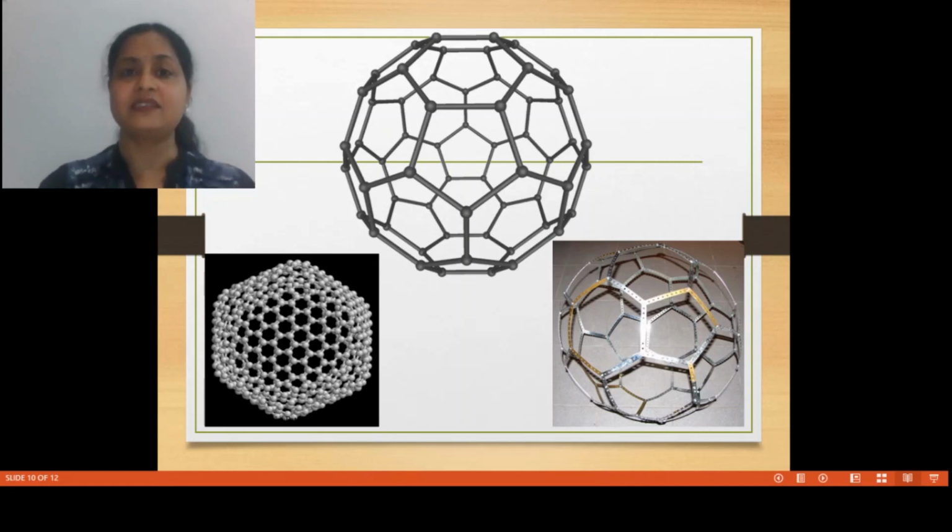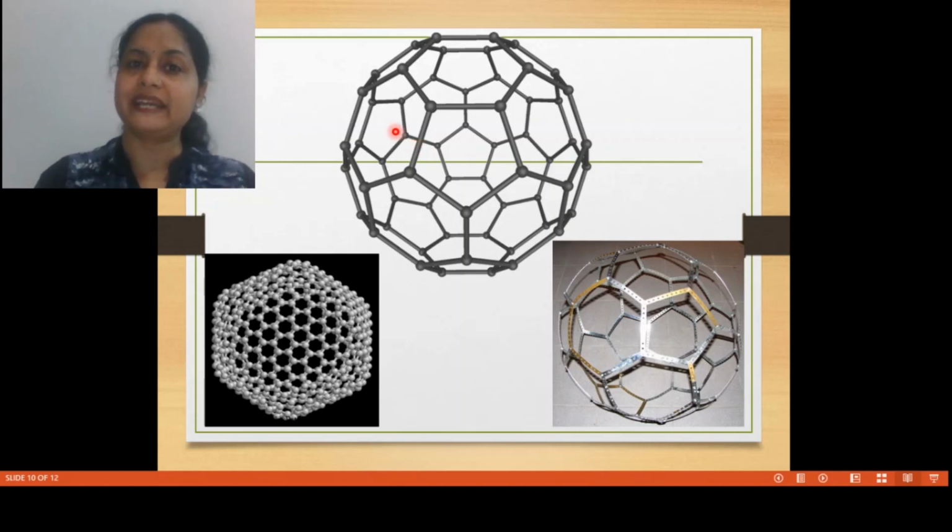C60, as I said, has alternate pentagons and hexagons. Here in the structure, you can easily locate where the pentagon is. Here it is, right? And it has alternate hexagons. So this is a hexagonal unit. Along with it, there is one more hexagonal unit. And now you can see a chain of hexagons. So earlier you had a pentagon followed by hexagons, and then one more pentagon unit. So this is how it has alternate pentagons and hexagons.